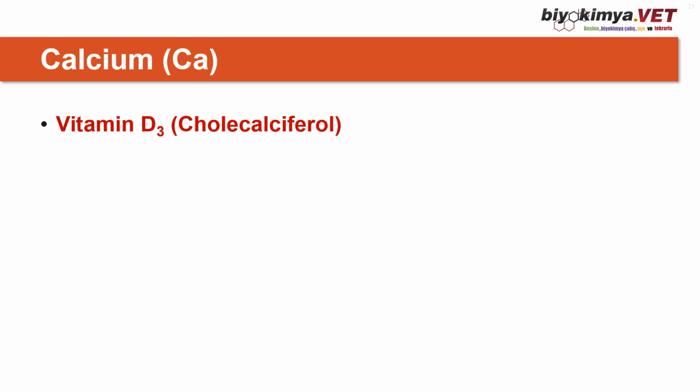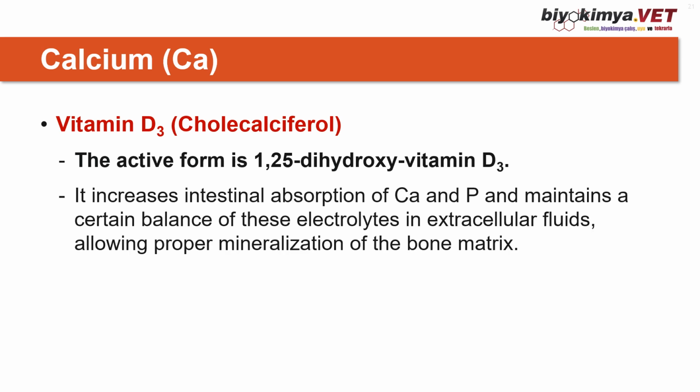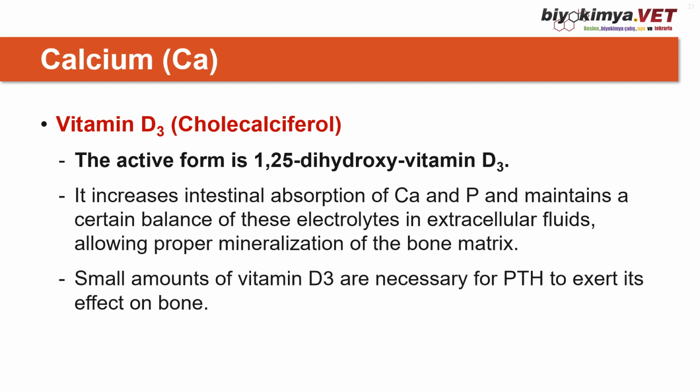And vitamin D, the active form, which I said is 1,25-dihydroxyvitamin D3 or calcitriol, increases the intestinal absorption of calcium and phosphorus and maintains a certain balance of these electrolytes in extracellular fluids, thus allowing proper mineralization of the bone matrix. Small amounts of vitamin D3 are necessary for parathormone to exert its effect on bone. And don't forget, vitamin D3 is also considered as a hormone.